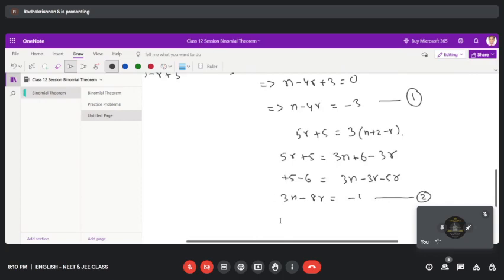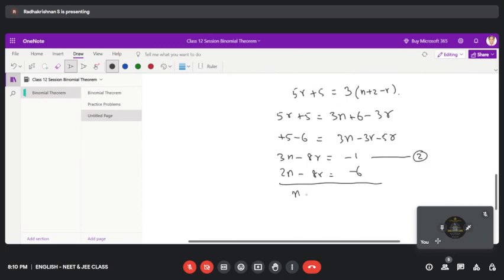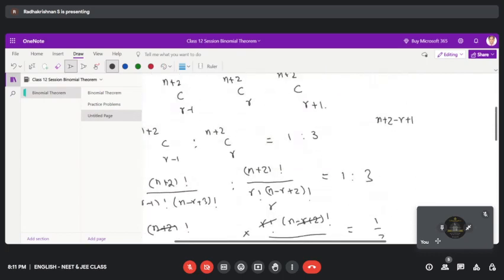So you now solve this. The first one you multiply by 2 and you get 2n minus 8r equal to minus 6. You subtract, and you get n equal to 5. Substitute n equal to 5 in one of the equations: 3n minus 8r equal to minus 1, so 8r equal to 16, or r equal to 2. So n equal to 5 and r equal to 2 is what you are getting.